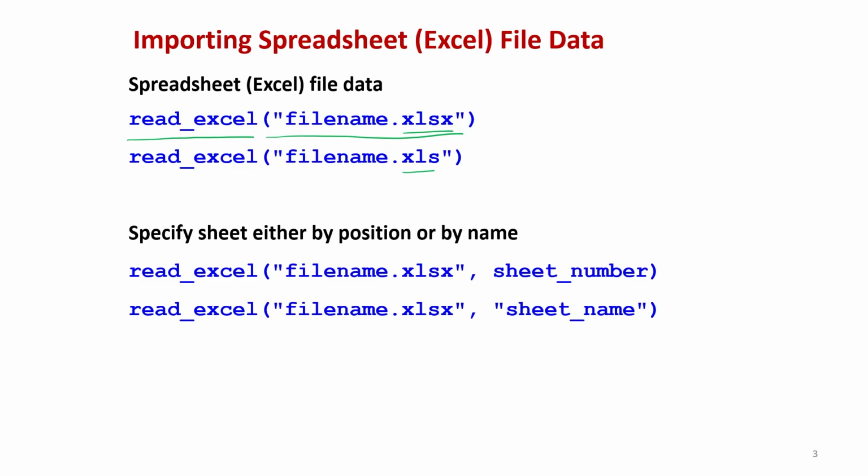In case you want to read a particular sheet of the Excel file, you need to specify either the sheet number by sheet, or the sheet name within double quotes. So the command becomes read_excel, within double quotes the name of the file, and after that either the sheet number or the sheet name. Remember, the sheet name has to be given within double quotes.